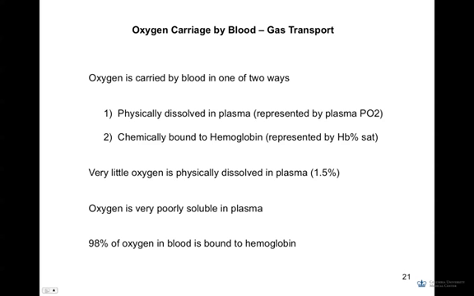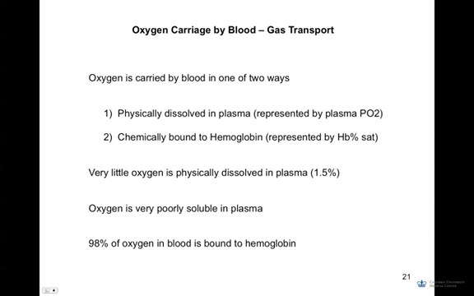The amount of oxygen that's chemically bound to hemoglobin is represented by something called the hemoglobin percent saturation. We'll talk about that more in a little bit, but that's basically the percentage of hemoglobin in a volume of blood that is saturated with oxygen. Okay? So hemoglobin percent saturation is the percentage of hemoglobin in a volume of blood that is fully saturated with oxygen.